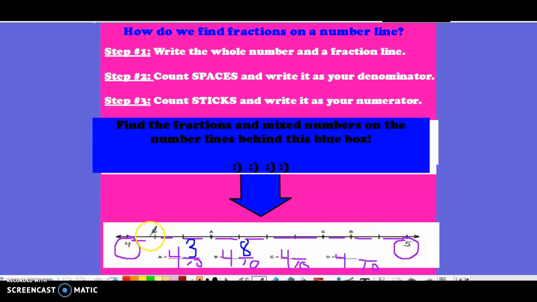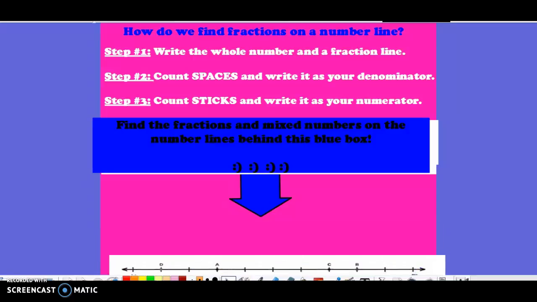How about C? 1, 2, 3, 4, 5, 6, 7. It's the 7th stick. That means it's 4 7/10. And D is the first stick after the 4, which means it's 4 1/10. Following these 3 steps will help me answer every single number line question, including the next one that I'm going to put on the board.